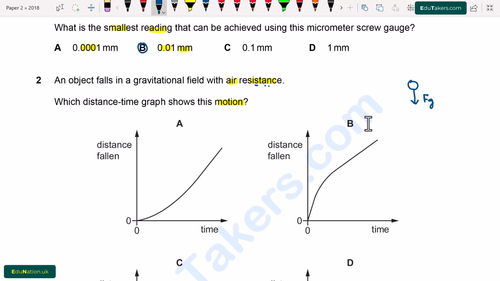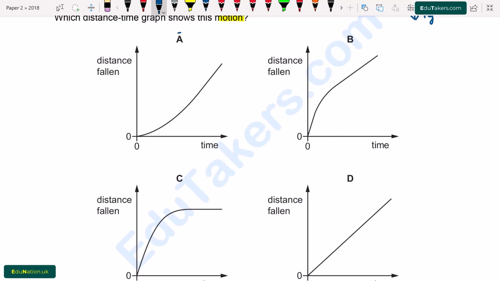But due to the presence of air resistance, which acts in the opposite direction, the body experiences resistance in falling and the speed is not increasing with the increase in gravitational acceleration. From here only option A is correct, which shows that with the increase in acceleration, the velocity of the body is not increasing.